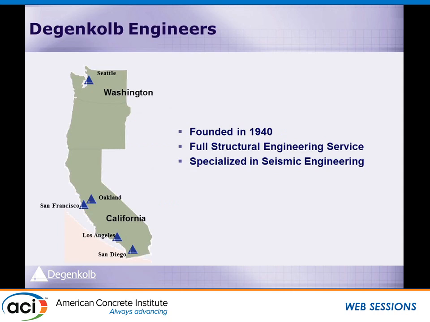A little bit about Degenkolb Engineers. We are a West Coast firm. We have 5 offices along the West Coast of the USA, founded in the 1940s, with about 110 employees. We offer full structural engineering service, but we see ourselves as engineers who specialize in the seismic engineering field.